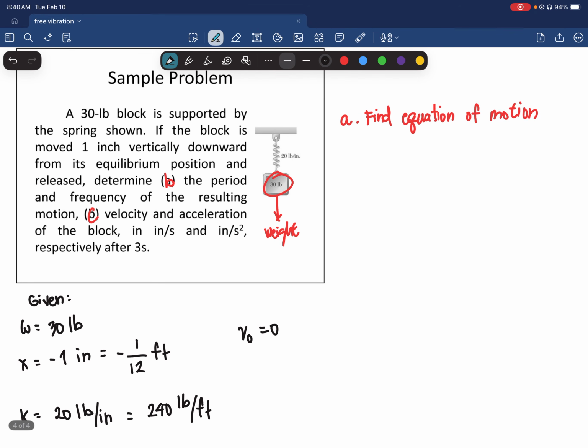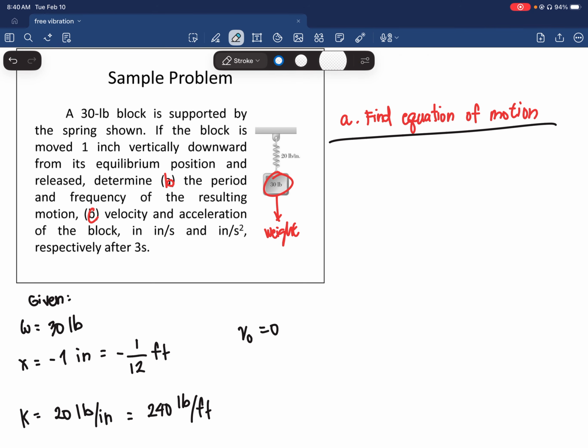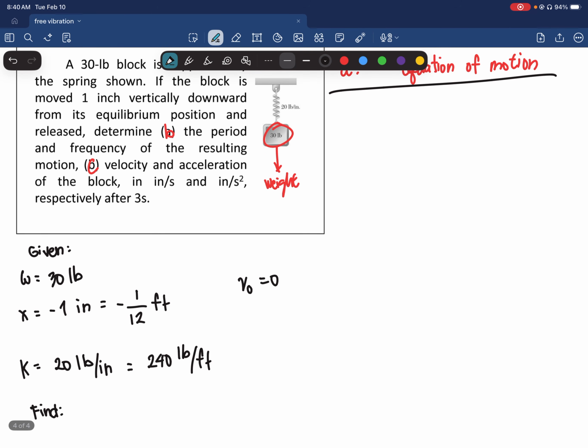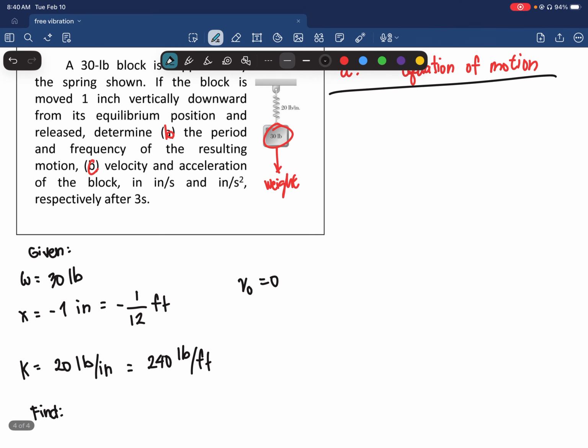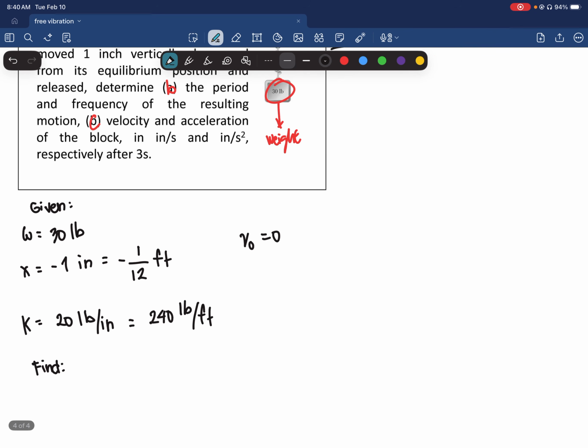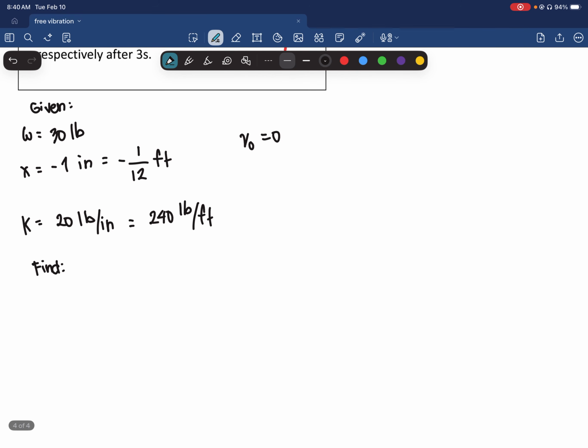Let's read the problem first. We forgot. So, a 30-pound block is supported by the spring shown. If the block is moved 1 inch vertically downward from its equilibrium position and released, determine A, the equation of motion. B, the period and frequency of the resulting motion. And C, velocity and acceleration of the block in inches per second and inches per second squared, respectively, after 3 seconds.